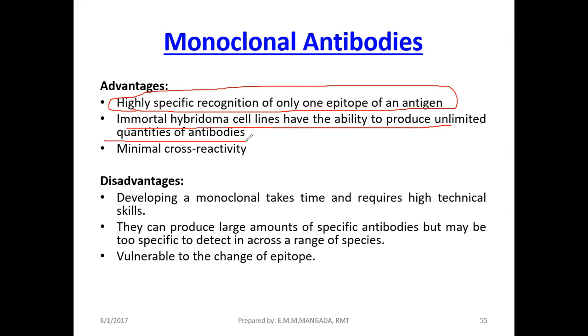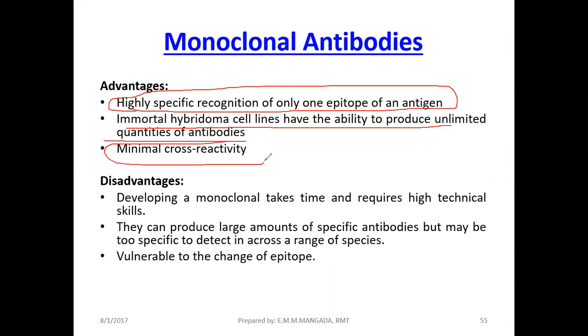Why? Because it's a fusion of your B cell, the antibody producing cell, and the tumor cell or myeloma cell. Okay? A tumor cell has the ability to multiply. So its longevity and cross-reactivity are adapted by the hybridoma cell, the product of the fusion of the tumor cell and the antibody producing cell. Okay? And then, minimal cross-reactivity.